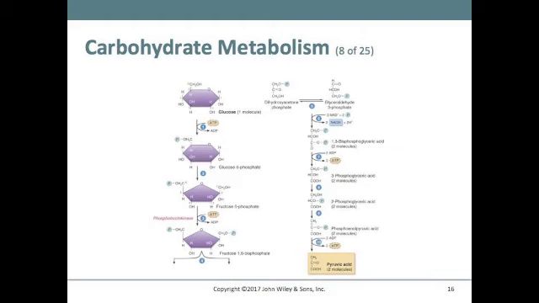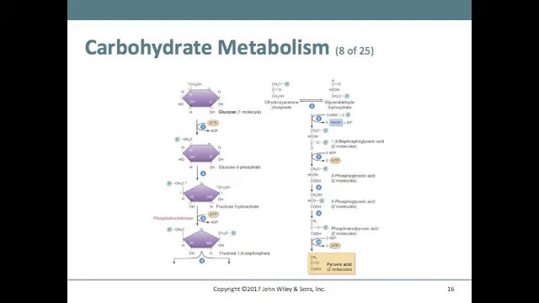Secondly, glucose 6-phosphate is converted to fructose 6-phosphate. At the third step, a second ATP is used to add a second phosphate group to fructose 6-phosphate to form fructose 1,6-bisphosphate. At steps 4 and 5, fructose splits into 2 3-carbon molecules, glyceraldehyde 3-phosphate and dihydroxyacetone phosphate.